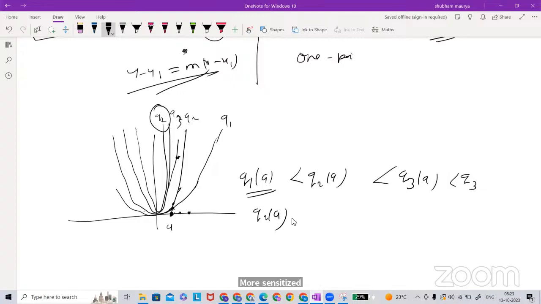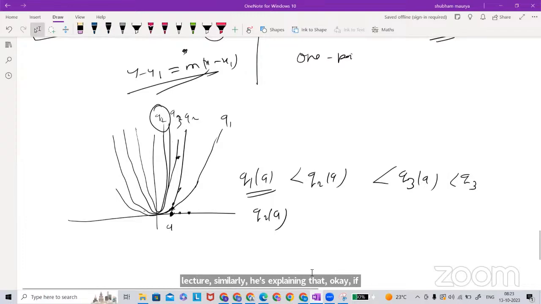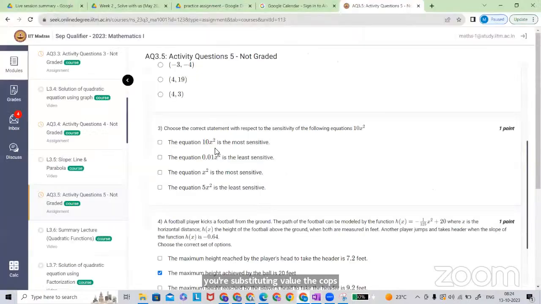Okay, sir, I understood. It means the y should be maximum from the options. Yes, that's the meaning of sensitive here. If you have the video lecture, he is similarly explaining that if you substitute a value, the curve is affected. Sir, can you explain the question of this option?